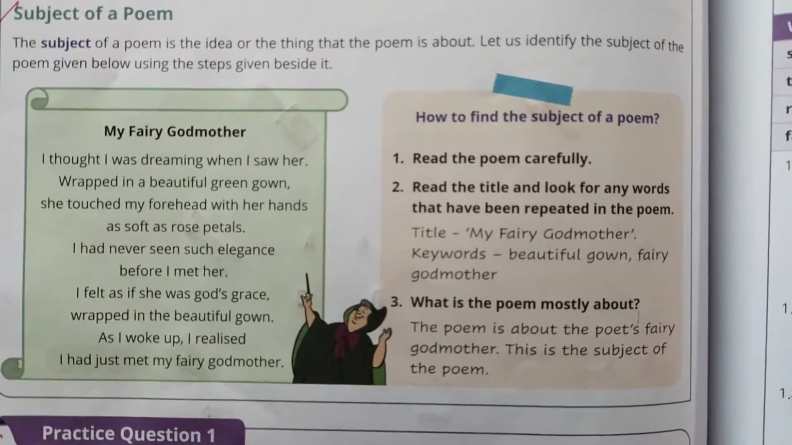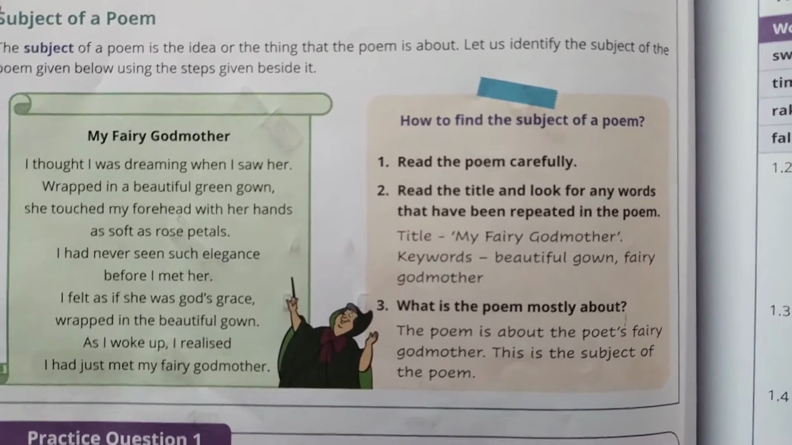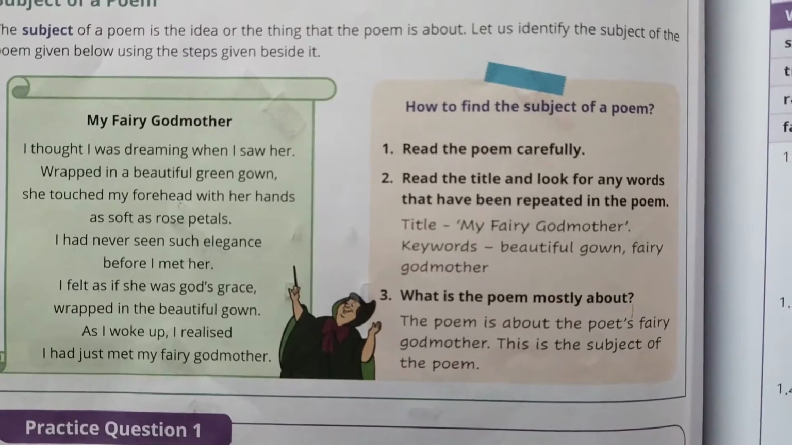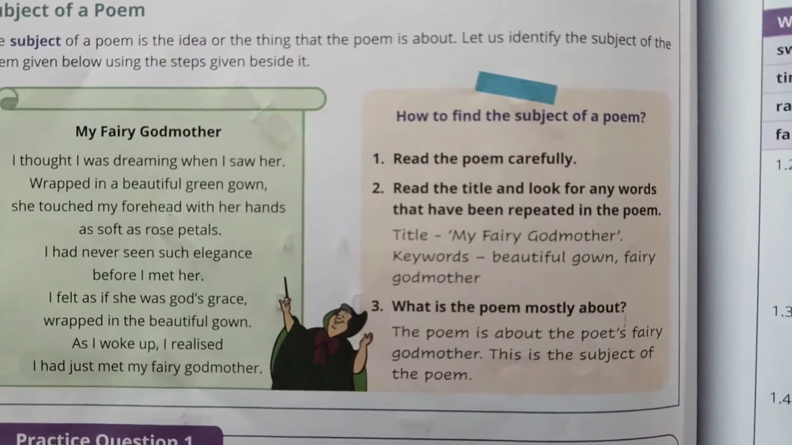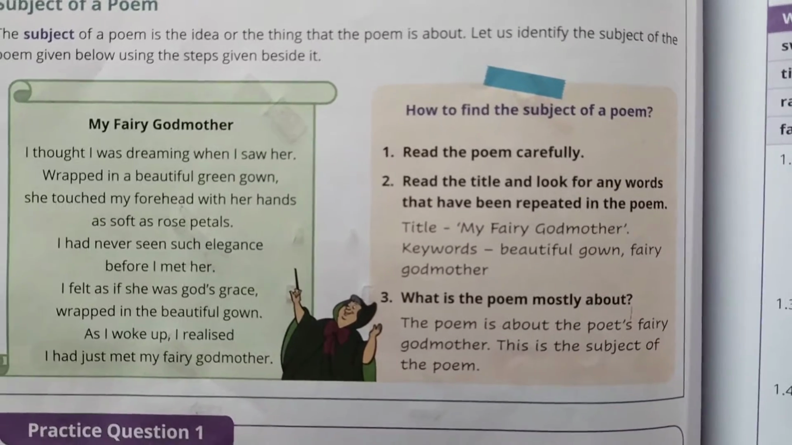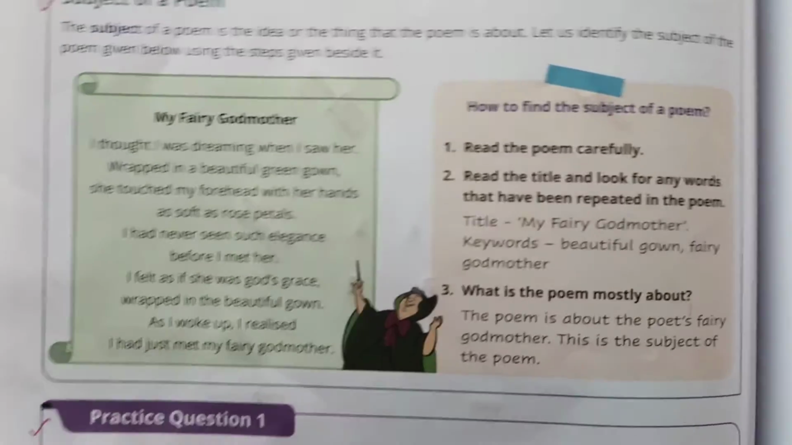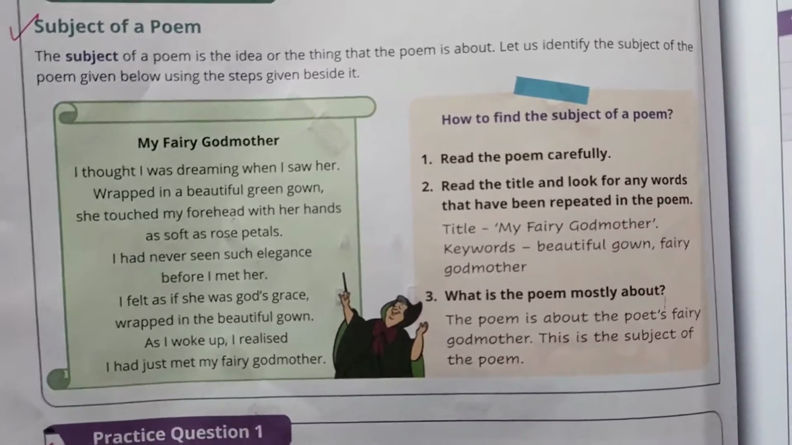So now what did we do? We just read the poem, isn't it? Twice or thrice you can read the poem carefully. Then what you have to do, you have to read the title. So what is the title? My Fairy Godmother. That was the title given for this particular poem, right?